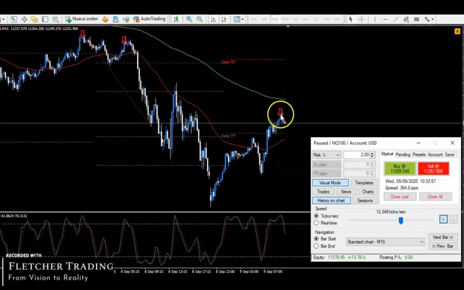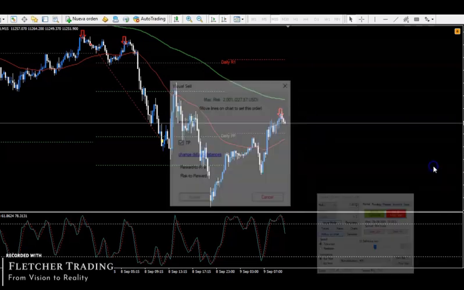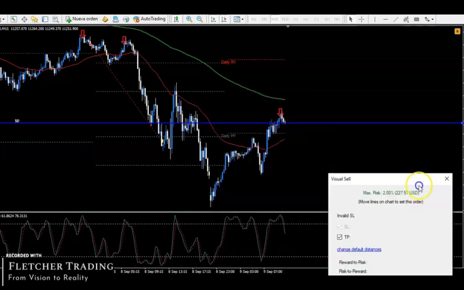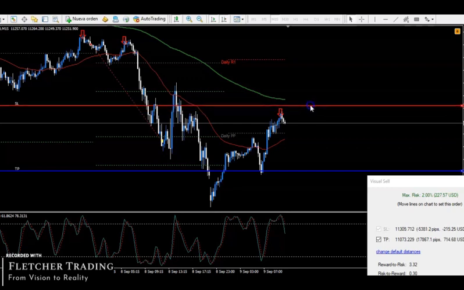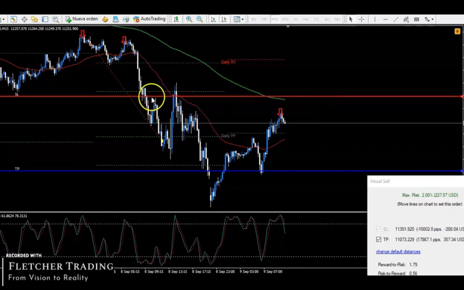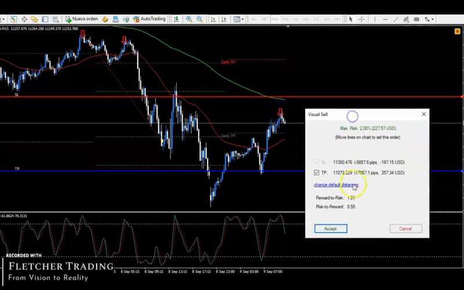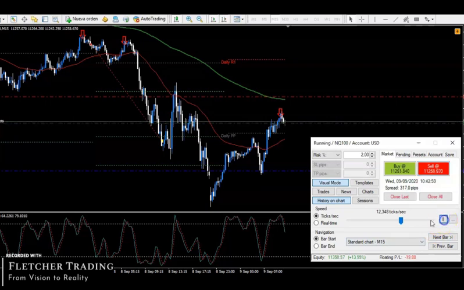Okay, so we've just had a signal to sell once again using the Elder algorithm. So I'm going to click sell, and I'm going to have the take profit at a recent low somewhere around here, and we can have the stop loss, let's say, just above that wick there. And this is going to be a risk to reward around 1.8. We're going to click accept, and let's see how this plays out.